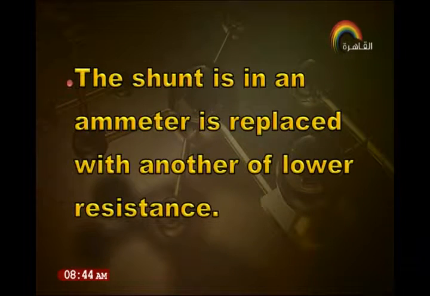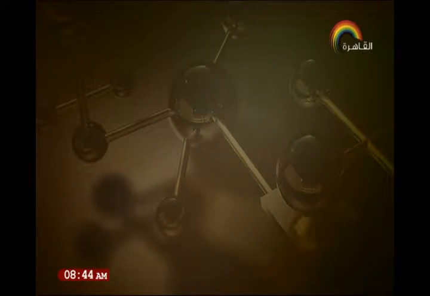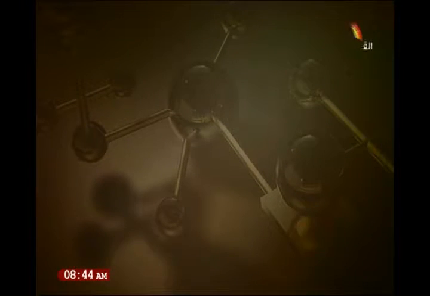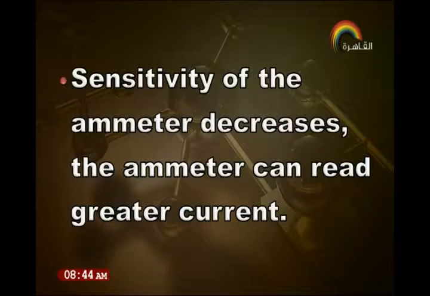What happens when the shunt in an ammeter is replaced with another of lower resistance? With respect to the sensitivity of the ammeter and the maximum current that the ammeter can measure. What happens to the sensitivity if the shunt is replaced with another of lower resistance? Sensitivity decreases, and this means the ammeter can read greater currents.